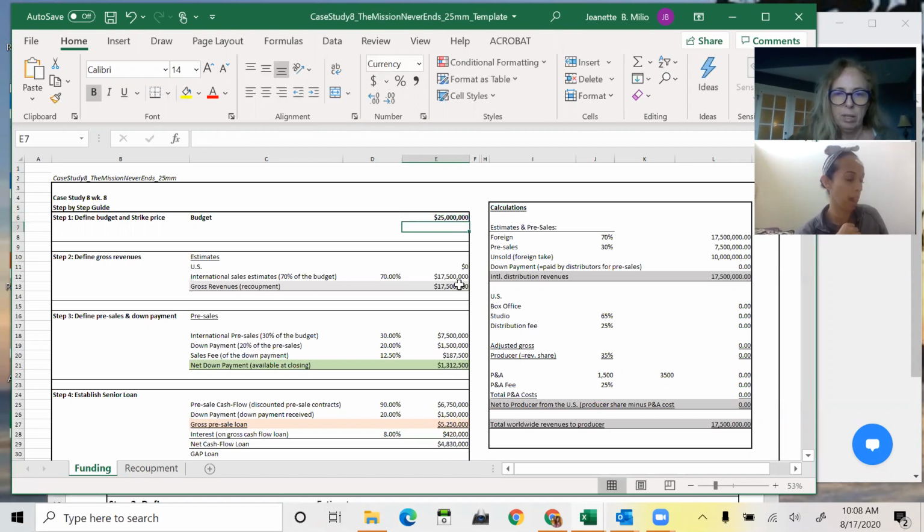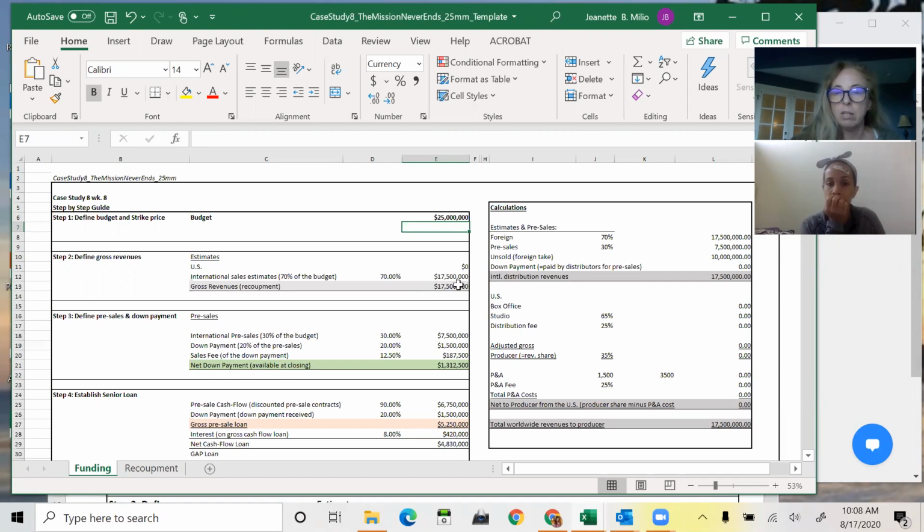Here we go. Now, the US, when we do the estimates, we're leaving that open right now because we're going to calculate the US later. So forget the right side here right now. Just look at the left side. All we have right now is 70% of the budget, which is 17,500,000, automatically populated here as our international sales estimates. So we're showing international sales estimate of 17,500,000. That's where we're starting.